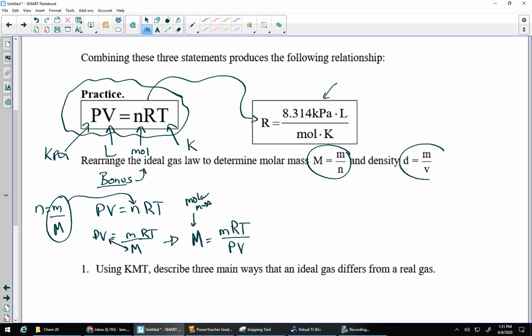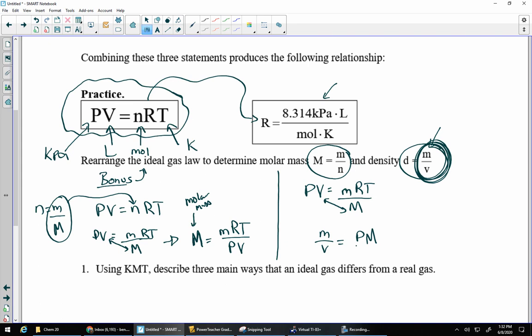Okay, the other one asks for density. Density, remember from grade 8 or whatever, it's mass divided by volume. So I'm going to stick with this one that we've got right here. P times V is equal to mRT over molar mass. All I need to do is rearrange and solve for mass divided by volume. I've got mass on the top over here, so I want to slide volume down, or divide both sides by volume, and I'm going to slide or multiply molar mass up. So let's see. I'm going to have m over V is going to be equal to P times molar mass.